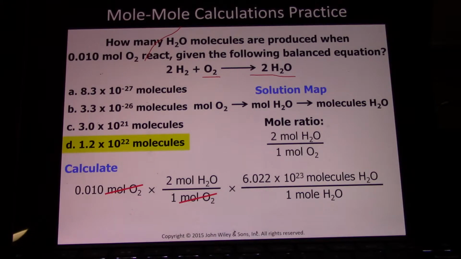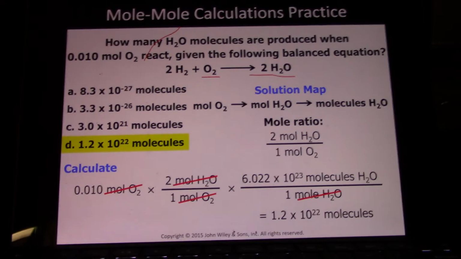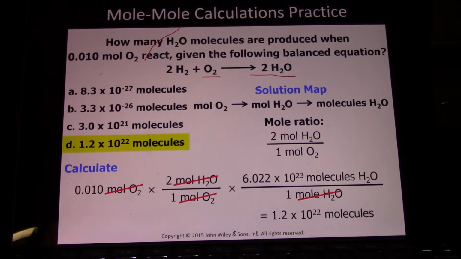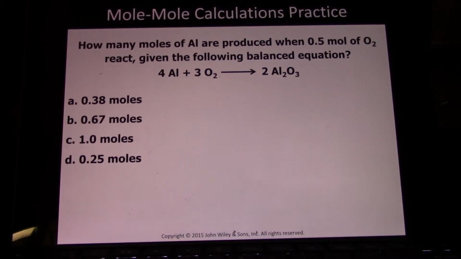But they want an answer in molecules, so then I have to multiply by 6.022 times 10 to the 23rd molecules per mole to get an answer in molecules. So I would have 0.02 moles of water, which is 1.2 times 10 to the 22nd molecules of water.